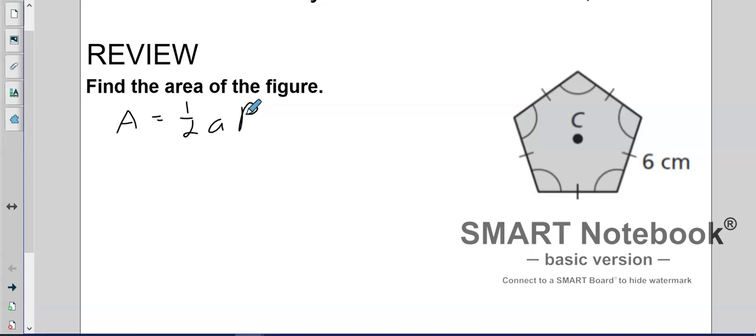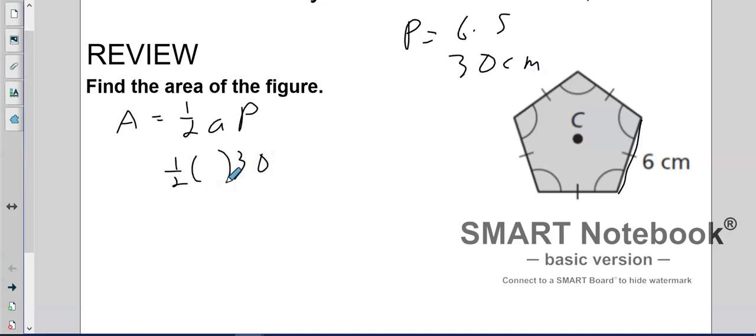Now, the perimeter is easy on this one because we already have one of the sides, and we see that it's a pentagon. So the perimeter is 6 times 5, or 30 centimeters. So that's easy. We already have this number, and we have the 1/2. We're just looking for the apothem.